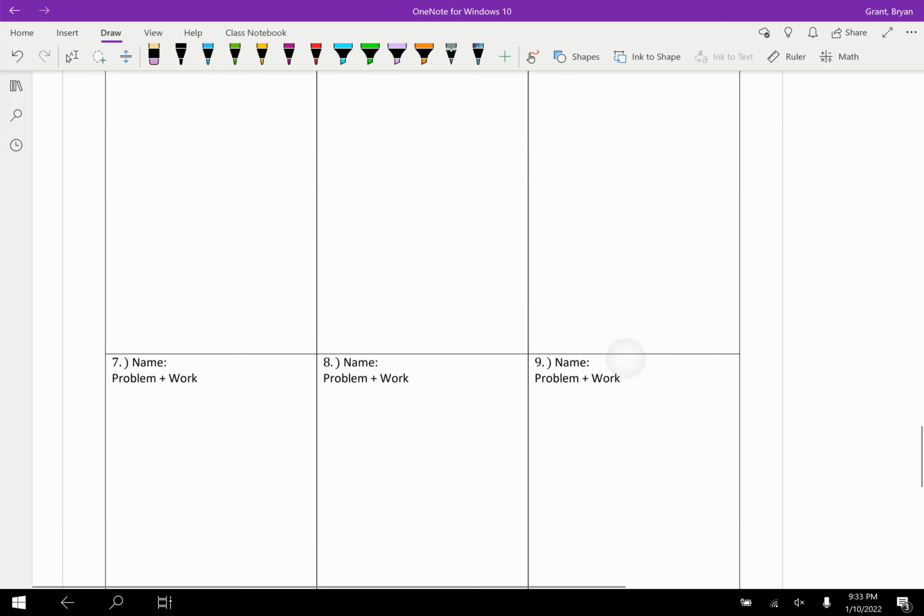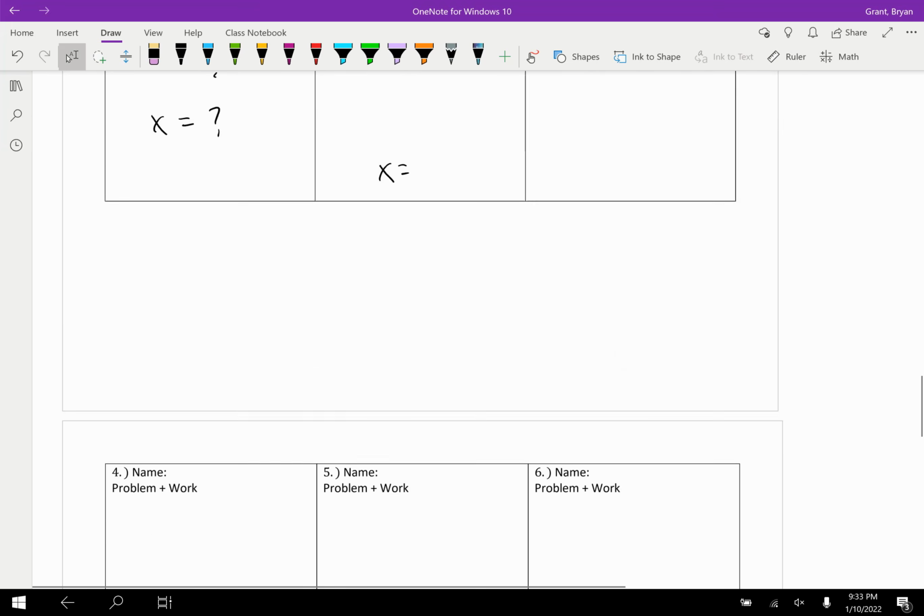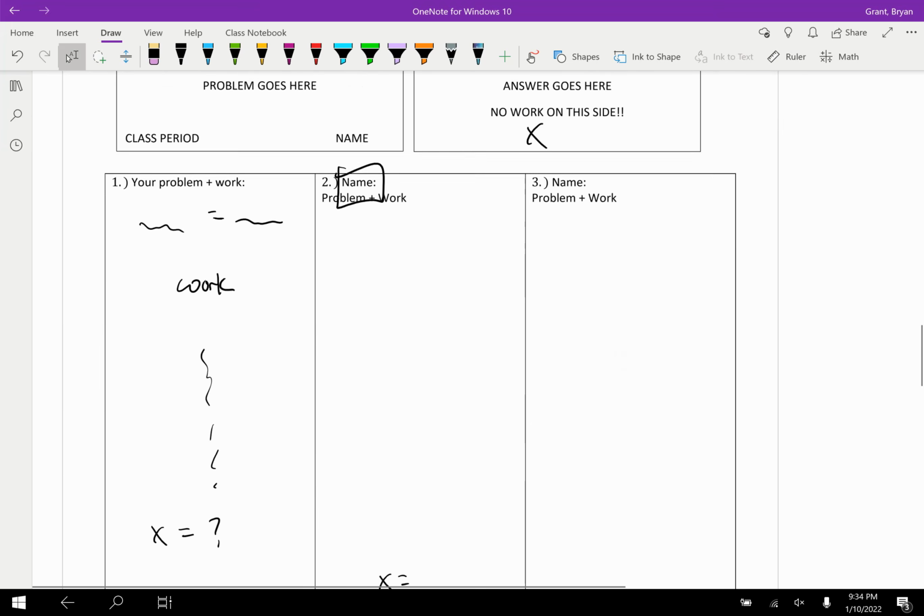And that's that. There are 9 spaces here, which means you need to finish 9 note cards, or 8 on your own, to get out of class today. So good luck with your creativity. You can make it as challenging as you'd like.